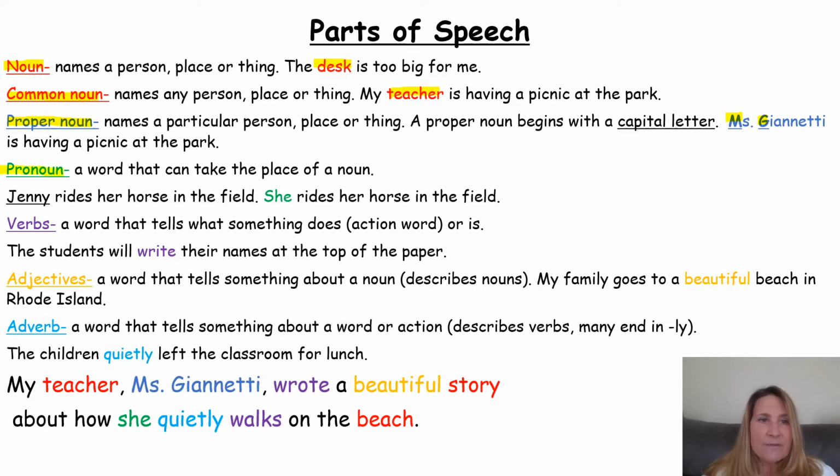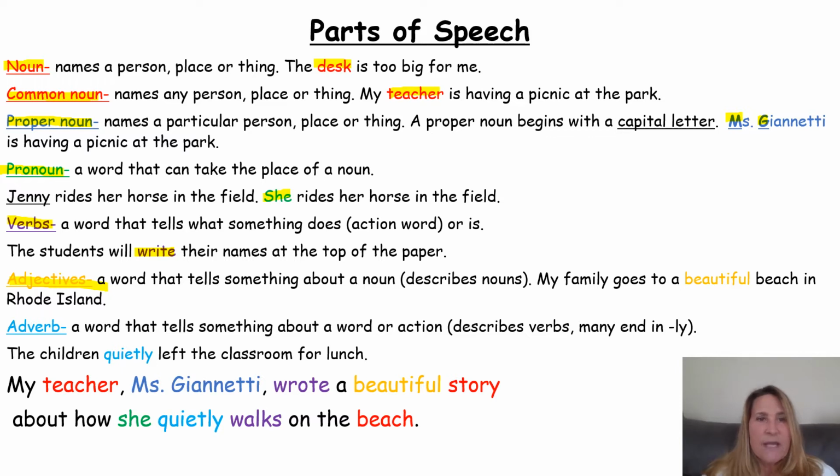We have pronouns. A pronoun is a word that can take the place of a noun. Jenny rides her horse in the field. She rides her horse in the field. She is the pronoun. Verbs are words that tell what something does, action word, or is. We mostly talk about the action words. The students will write their names at the top of the paper. If you can do it, it's a verb.